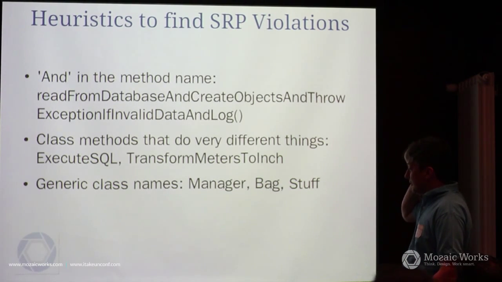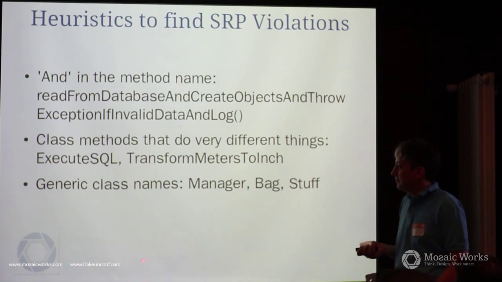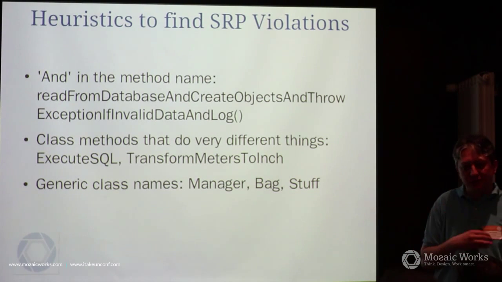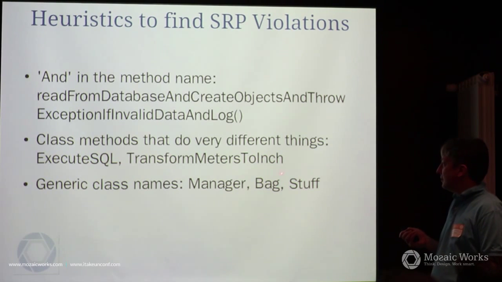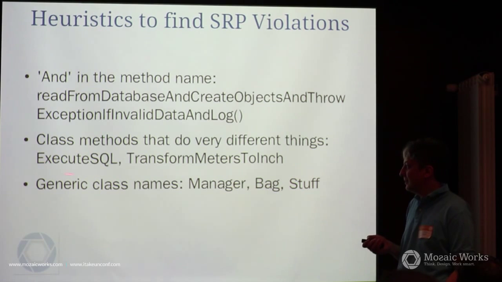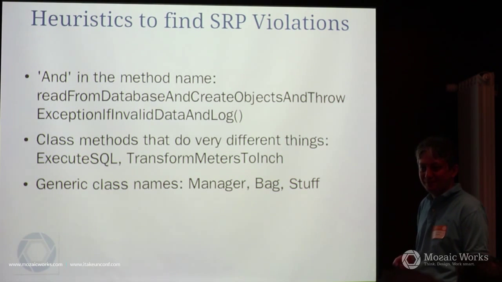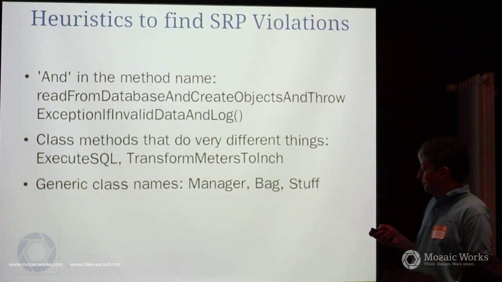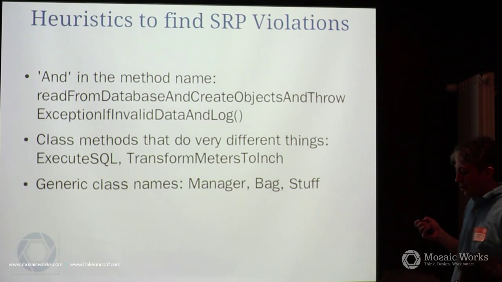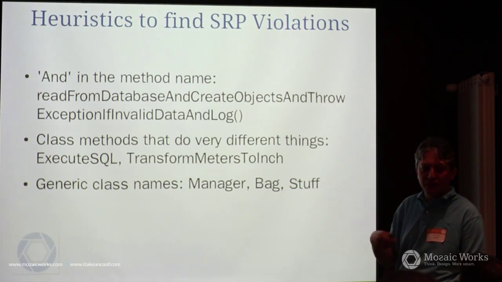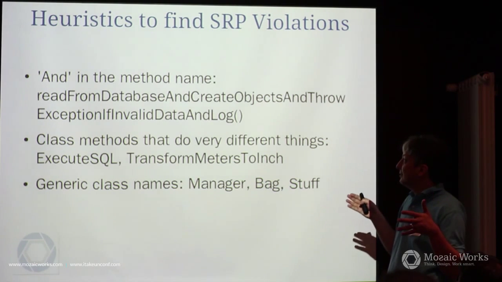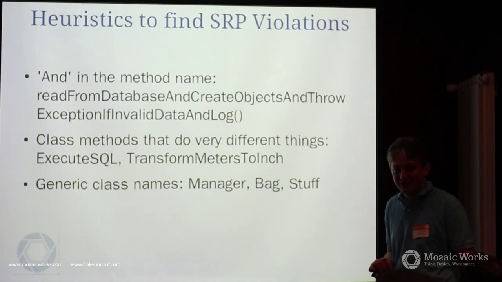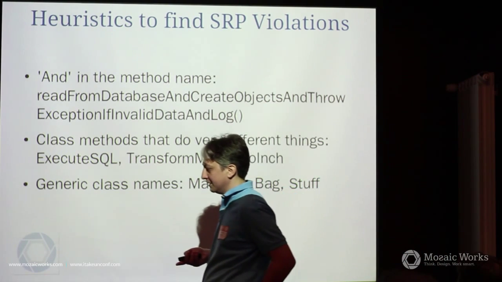How can you find single responsibility principle violations? Well, the easiest one is generic class names, where you cannot tell what the class does based on its name. Or when the methods do very different things, like these two that are very obviously different. If they are in the same class, then we have a problem. Or if you are really honest with naming things, and you rename something to a good long name that describes what it does, and you have a lot of "and"s in there, you can be pretty sure it's not single responsibility.